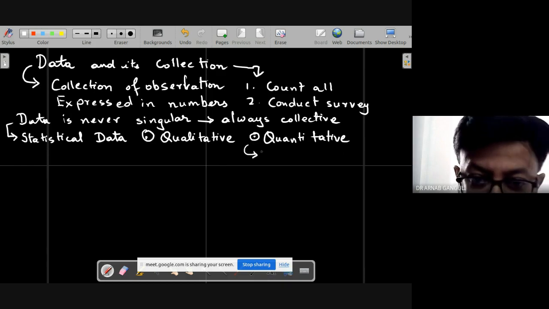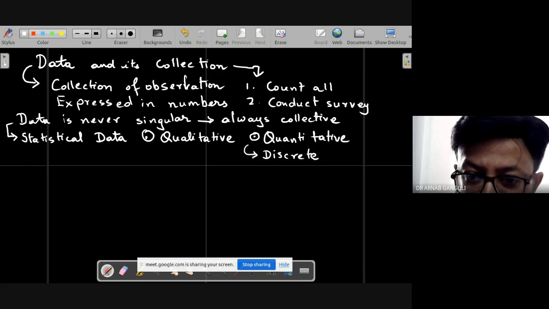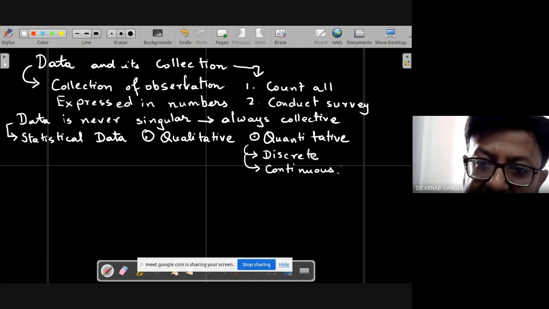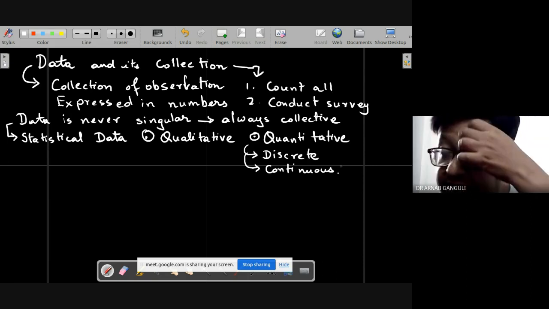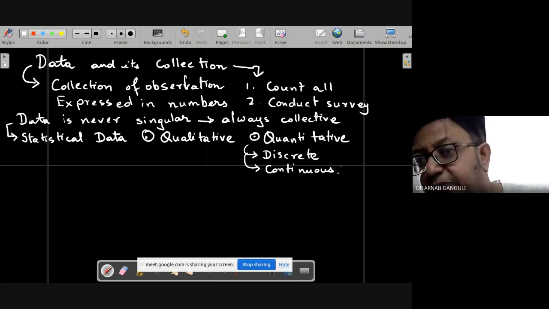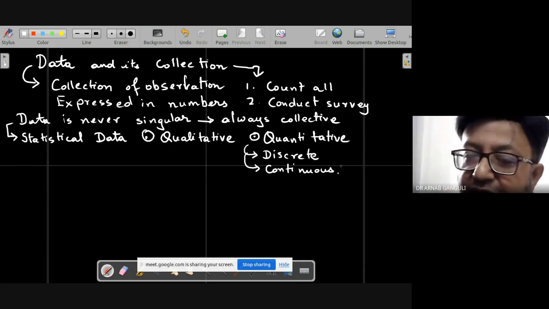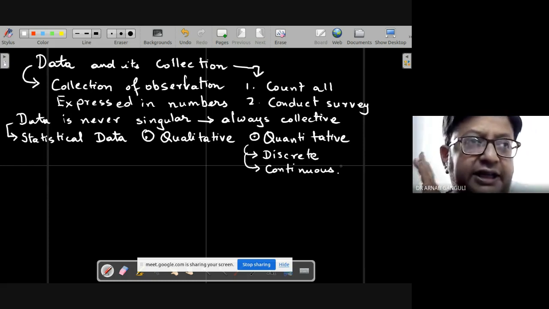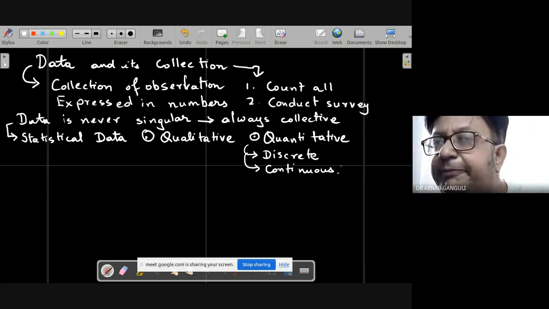The first one is discrete, and the second one is continuous. What do you mean by discrete data? Discrete data is, for example, the number of books. You can count the books: 1 book, 2 books, 3 books, 4 books, 5 books. You don't say 1.1 book, 1.2 book, 1.3 book. It is discrete, so each book is a separate number.